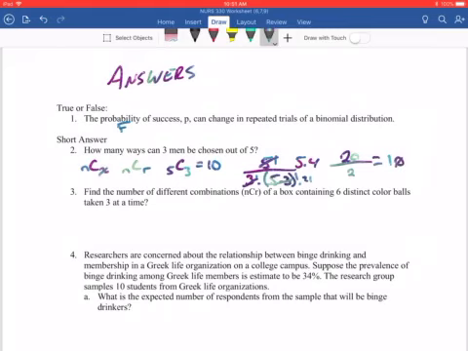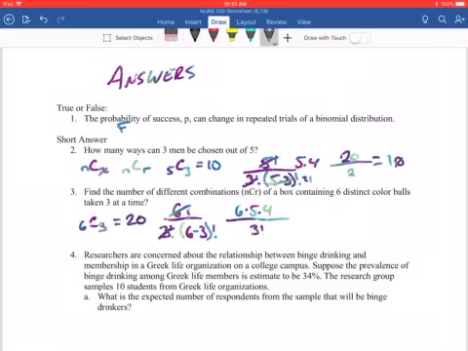Same thing for number 3. You can either put in your calculator 6, choose 3, and that'll give you the answer of 20, or longhand, 6 factorial over 3 factorial times (6 minus 3) factorial. I think 6 and 3 are going to cancel out here, so you're going to be left with 6 times 5 times 4 up top, divided by 3 factorial, which, if you work this out, is 120 divided by 6, which equals 20. Get the same answer either way.